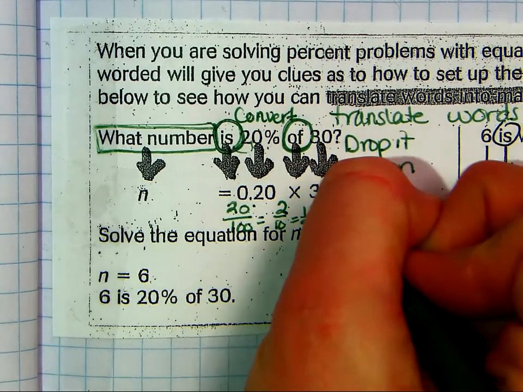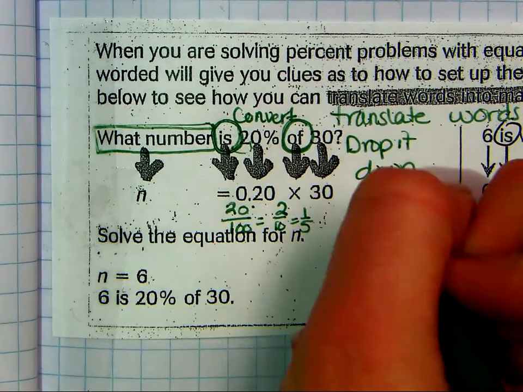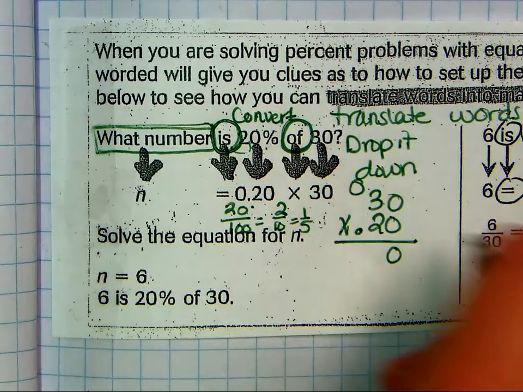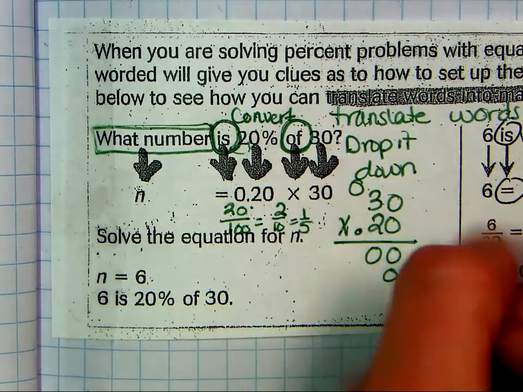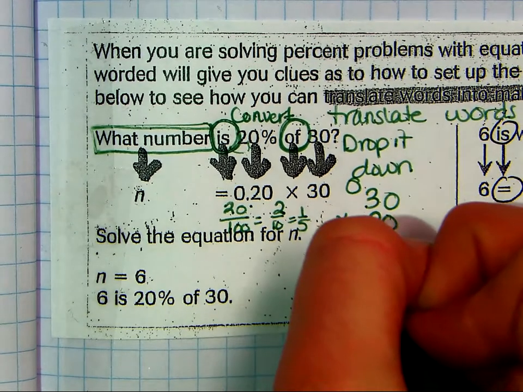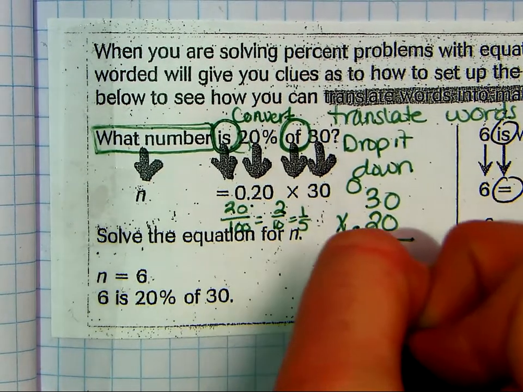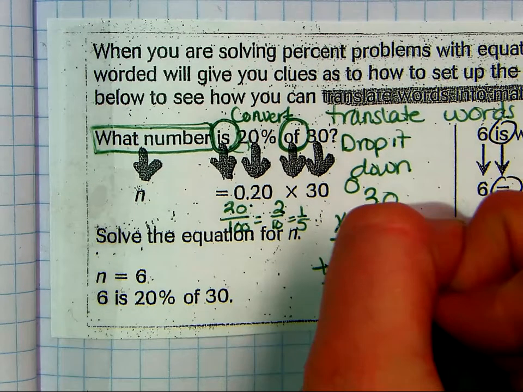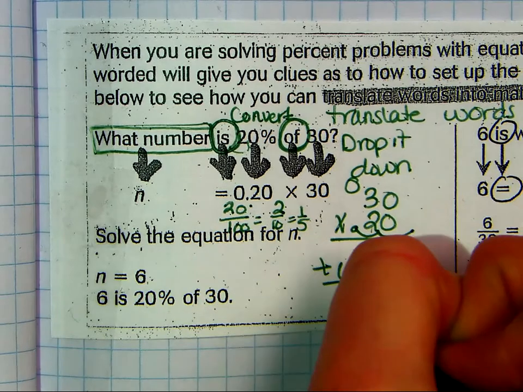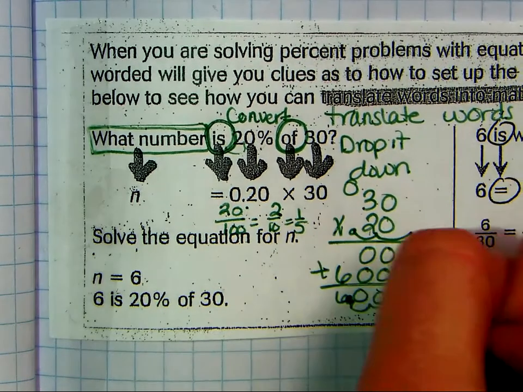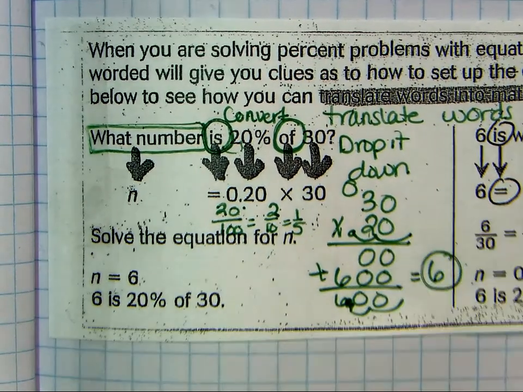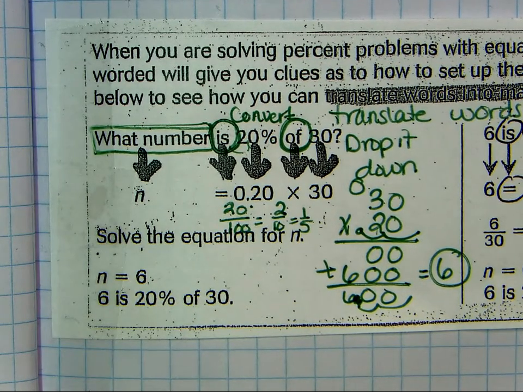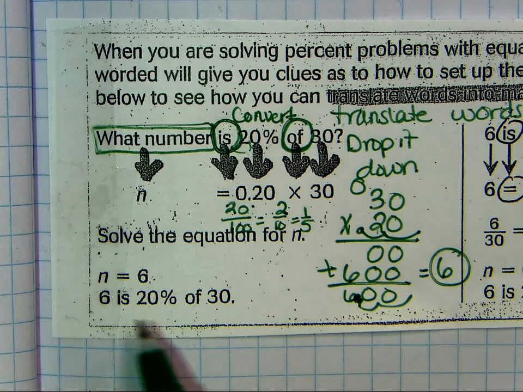So to solve it, you would do 0.20, or 20 hundredths, times 30. 0 times 0 is 0. 0 times 0 is 0. Add our placeholder. 2 times 0 is 0. 2 times 3 is 6. We add them up. Now we're not done because we have to count our decimal places and move them back in. I have 1, 2 here, 1, 2 here, and I end up with 6. Well, looky there, I got the right answer. So 6 is the value of n. So 6 is 20% of 30.